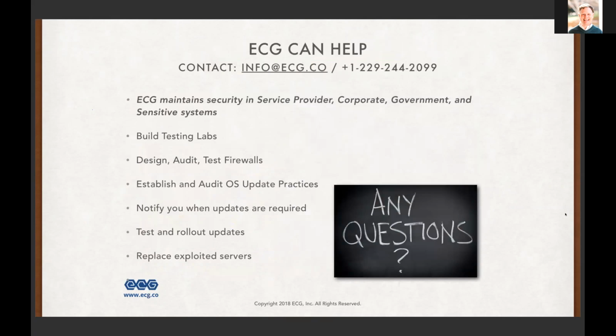or designing and auditing your firewalls and firewall policies, establishing and auditing your OS update practices, and notifying you. We can directly contact you when updates are necessary for your system. We can monitor that. We can help you with the scheduling and execution, and then replacing the exploited servers. We'd be glad to assist you with that and designing the system so that kind of replacement is readily available. Those are some of the things we can do to help prepare you, so that as Linux malware comes out and hits us the same way that the Windows Server community was affected in 2017, we're in a better position to handle it.